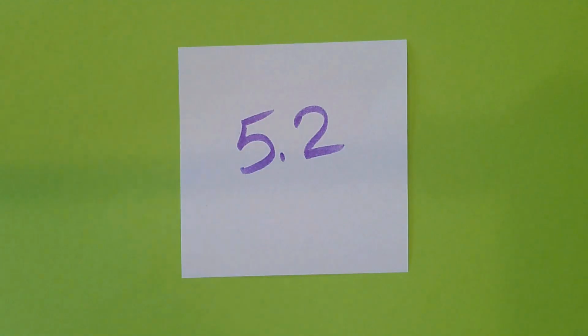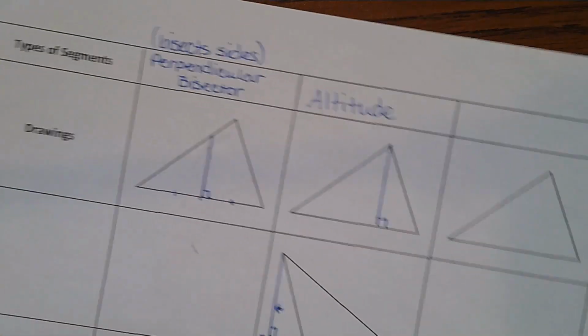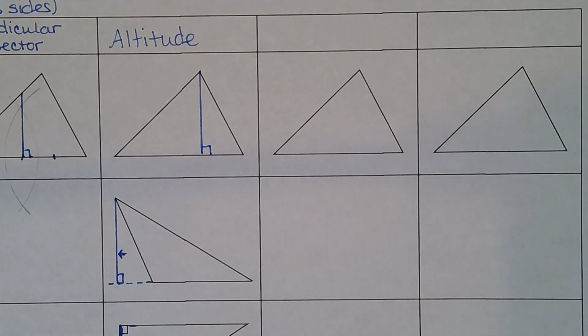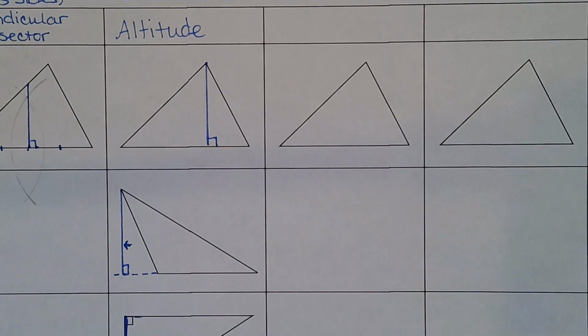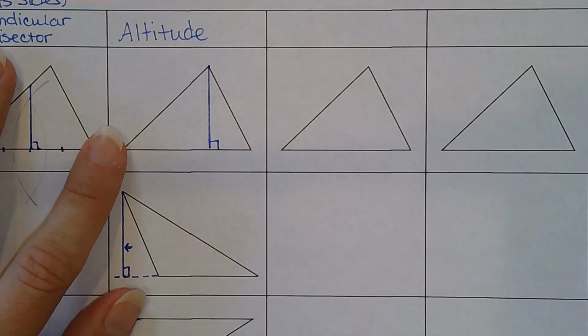Section 5.2, we're going to continue learning about the special types of segments. We're going to work on the final two segments here. So we're going to take the chart. Play the switcheroo game. All right, take that chart and we're going to fill in two new sections, one at a time. The first one we're going to start with are angle bisectors.